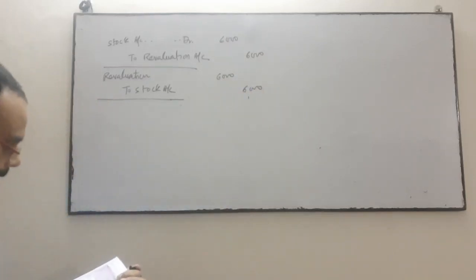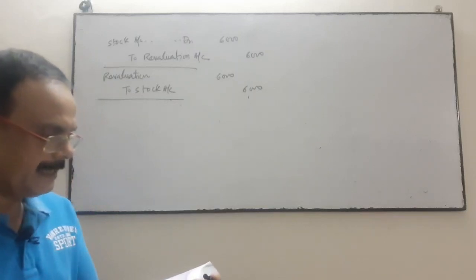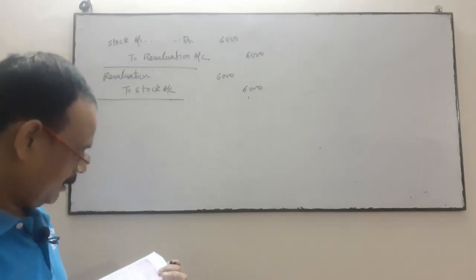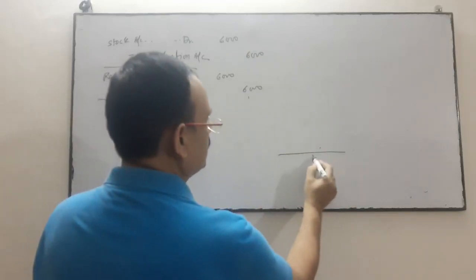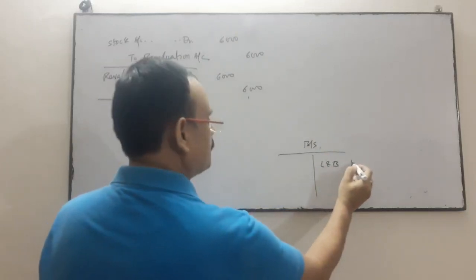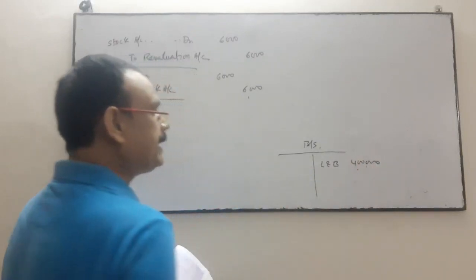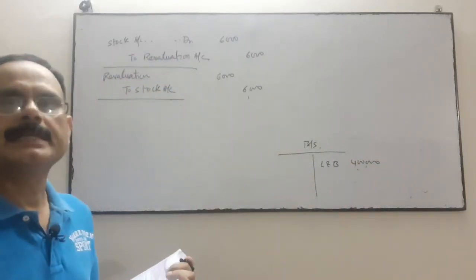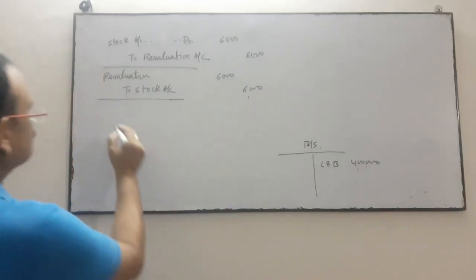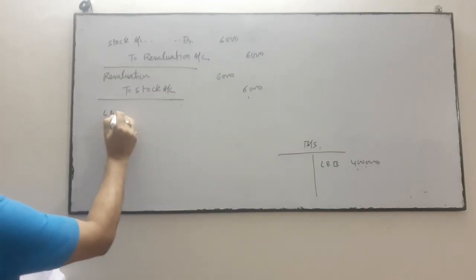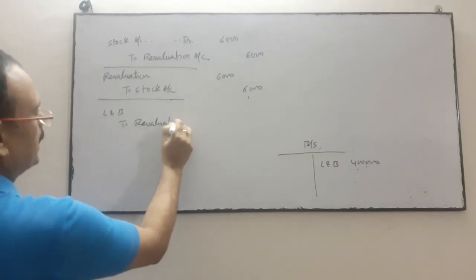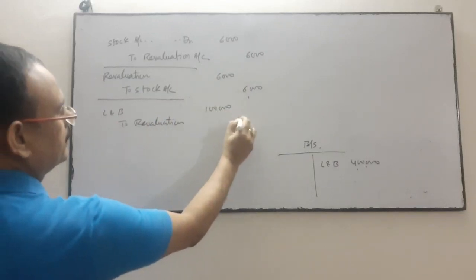Is it clear? Next is value of land and building is to be increased to 5 lakhs. The book value of land and building in the balance sheet, asset side, is 4 lakhs, and it is increased to 5 lakhs. It means it is increased by 1 lakh. So land and building account debit to revaluation account, it is increased by only 1 lakh.